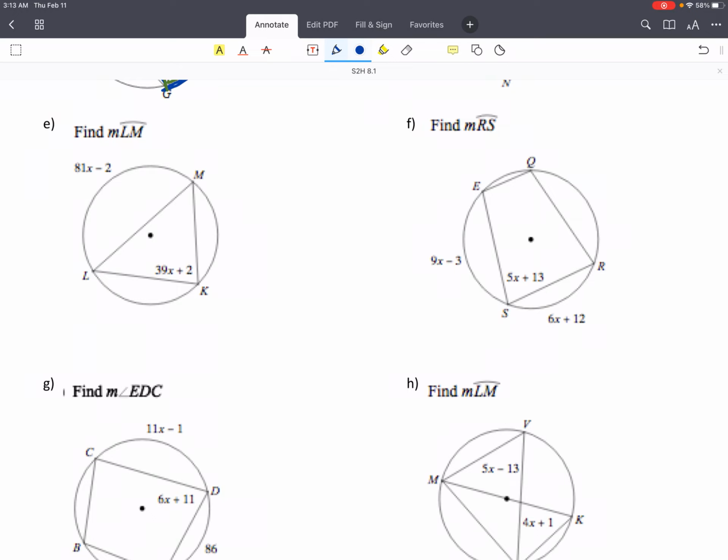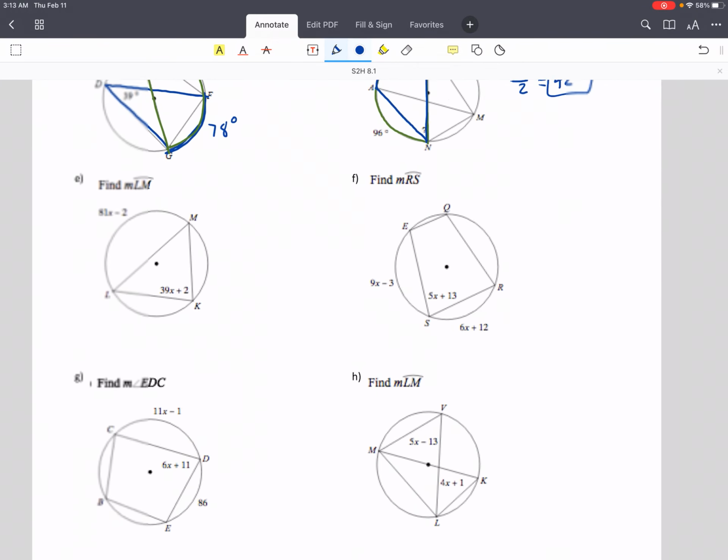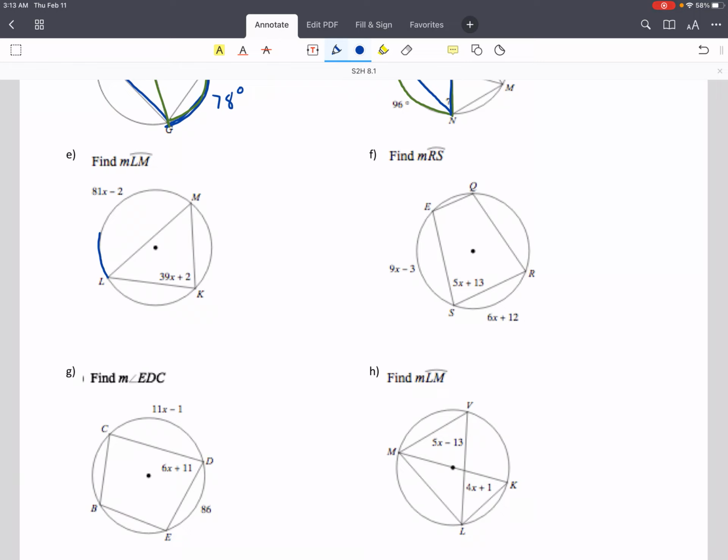All right. Find the measure of arc LM. Mercy. Okay. LM is what I'm looking for. Here are the chords that create that arc. And I know that I've got to multiply by 2 to get the measure of my arc. So I'm just going to do 2 times 39x plus 2 equals 81x minus 2. Solve from here. 78x plus 4 is 81x minus 2.